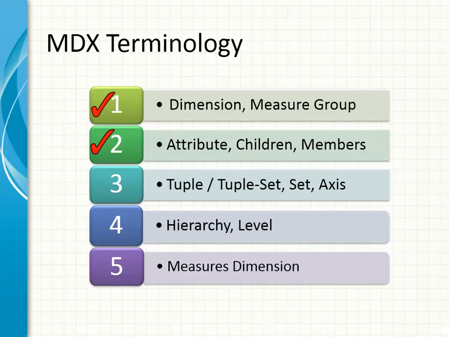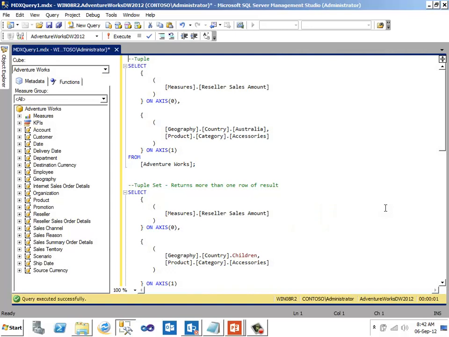In this video, we'll cover the remaining items that include what is a set, what is axis, hierarchy, level, and measures dimension. Now that we have seen what is a tuple, let's talk about what is a set. A set is a container of tuples. So in the examples that we have seen, whatever is contained within these curly brackets, it is a set.